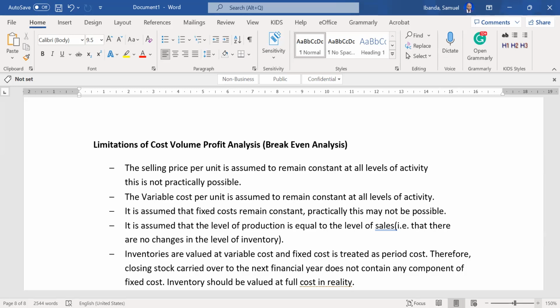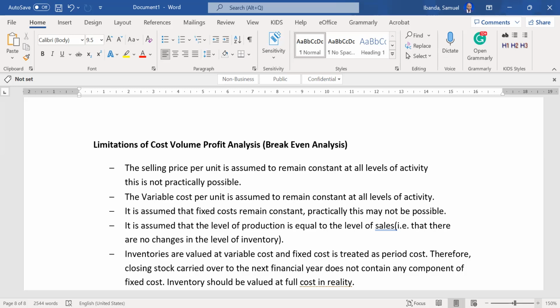The other is it also assumes that the variable cost per unit is constant. Now, the variable cost per unit also changes based on the change in the market. So in that case, the CVP model will not be applicable. It also assumes that fixed costs remain constant. Now, though the fixed costs are called fixed, it's not guaranteed that these do not vary. The fixed costs also do vary.